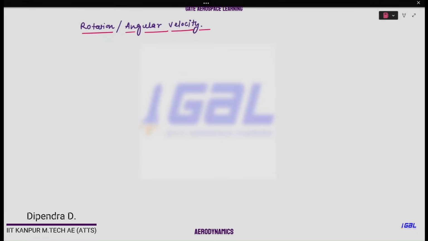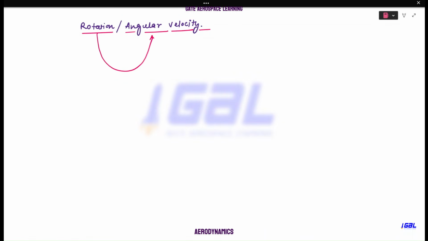Okay, so hi everyone. So let's see quickly what is rotation. Another name given to this is the angular velocity. So in our fluid mechanics or in our aerodynamics, we have an important topic that is rotation or angular velocity, one and the same name. In some books you will find this as rotation, or in some books you will find this as angular velocity. So don't get confused. Both are one and the same thing.